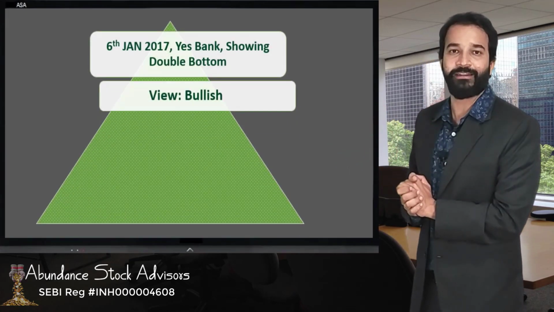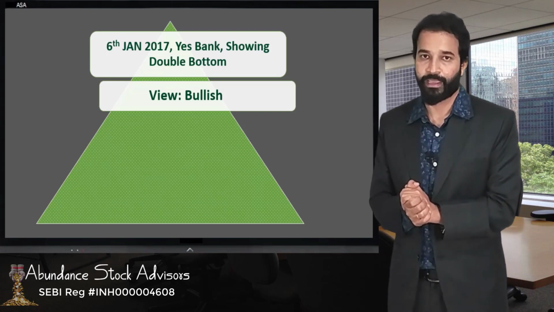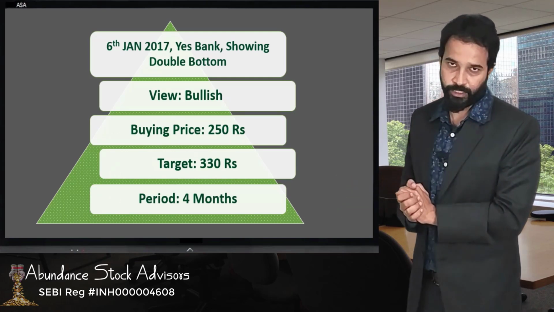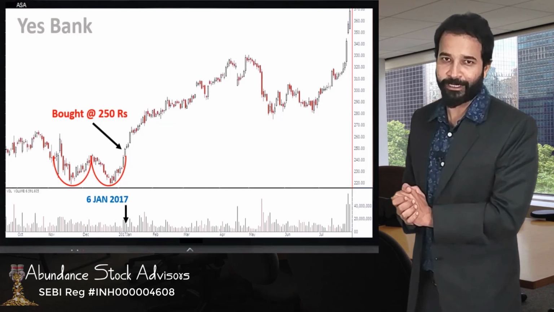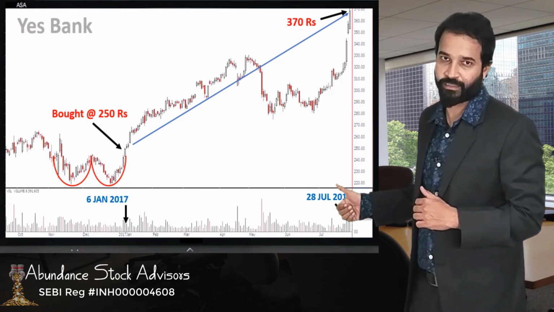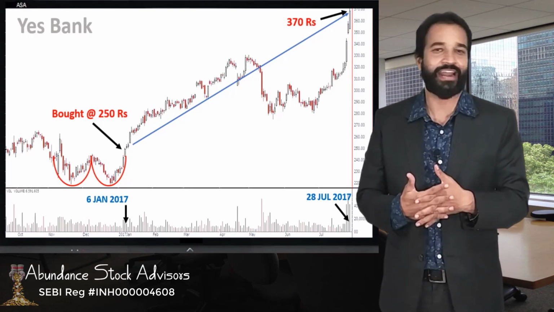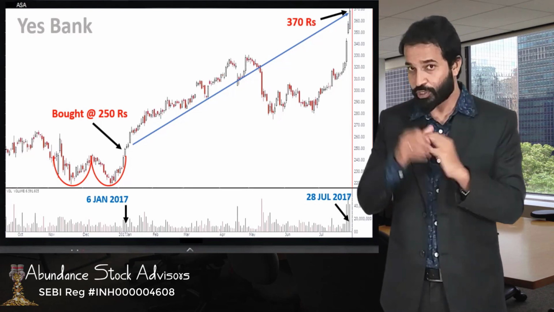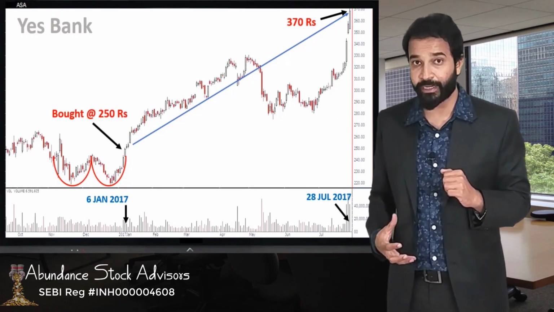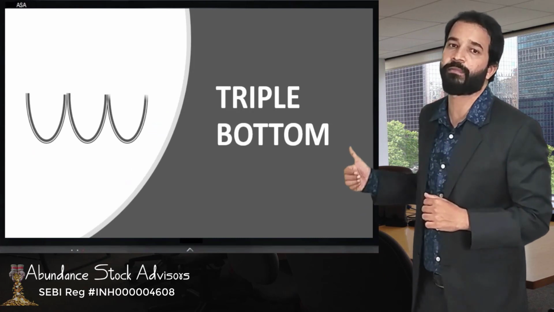So we calculated its target, the holding period, stop loss, risk to reward ratio, and recommended to our clients in the delivery category. Recommended buying price was 250 rupees, expected target was 330 rupees to be achieved in like 4 months. So did the stock actually run after recommending it? On 28th July 2017, the stock had hit 370 rupees. In 6 months' time, the stock had almost made a 50% gain. Our calculations around this stock proved to be correct. So the double bottom is a very powerful pattern, and when combined with fundamental analysis and other technical parameters, it works wonders.